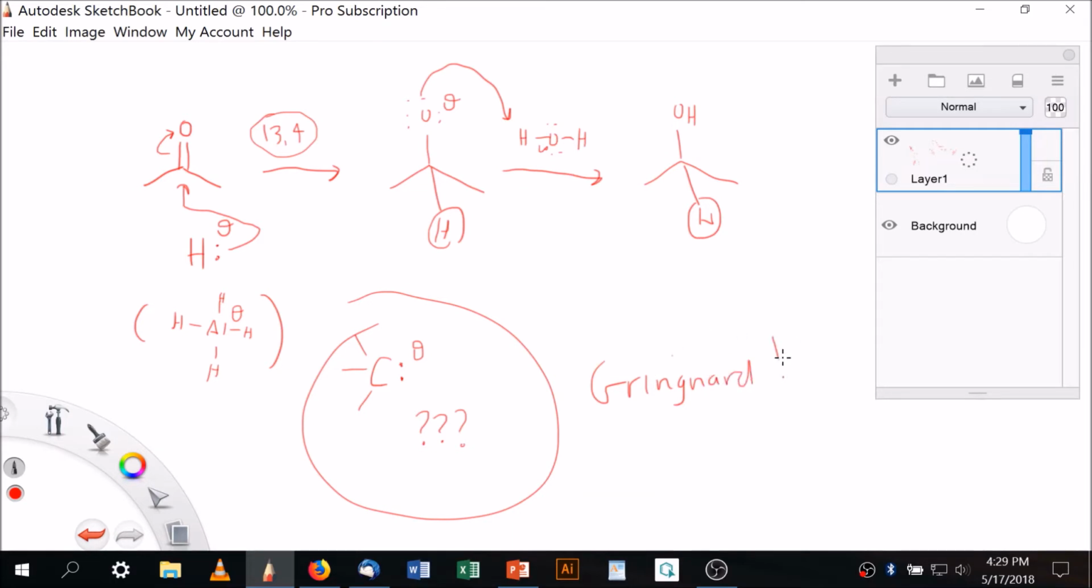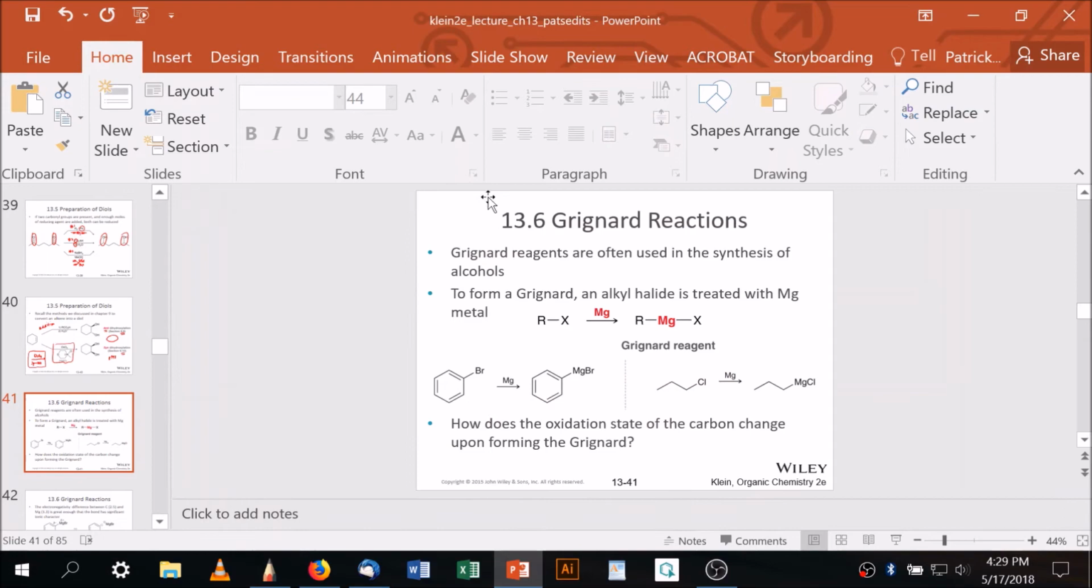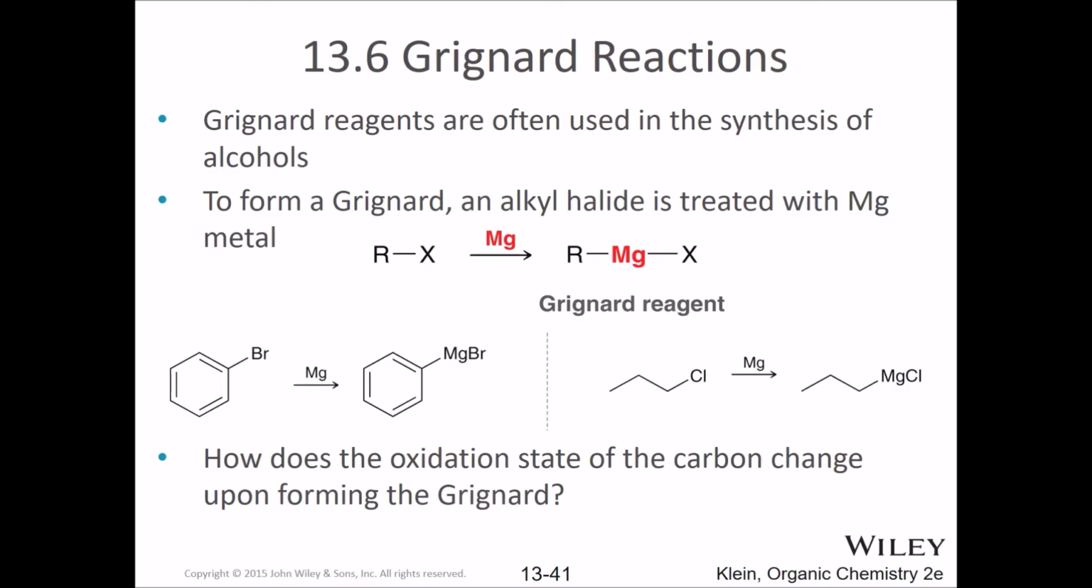Grignard. Okay, now let's go back to the PowerPoint. That's the main point of this. Big deal, and it is a big deal. We introduce a lot of synthetic power when we introduce this reaction. So Grignard reagents are often used in the synthesis of alcohols. Again, we're still talking about the synthesis of alcohols. We're in chapter 13, alcohols and ethers.